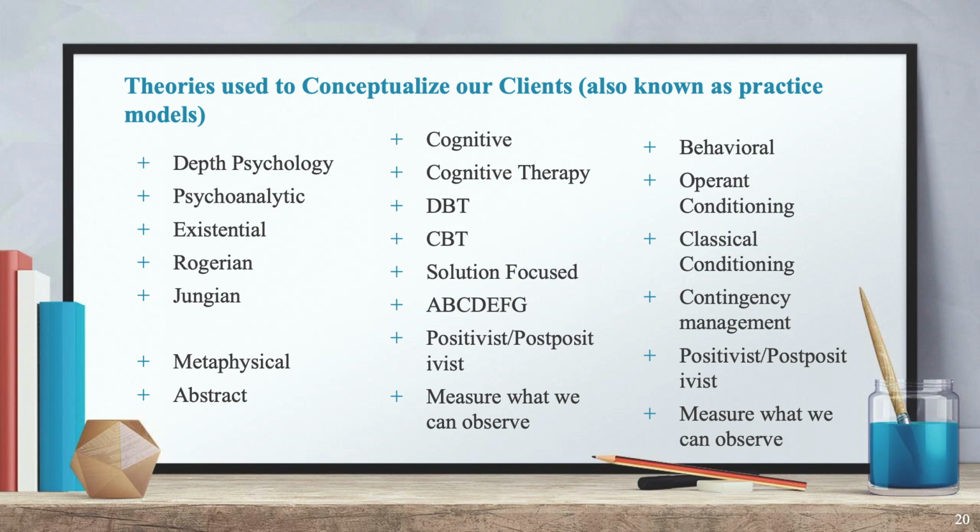In the cognitive area, it's cognitive therapy, DBT, CBT, solution focus. What's A, B, C, D, E, F, G? What is that? Alphabets. I'm glad you laughed because I put that in there to illustrate a point. And the point is, there are so many new cognitive therapies that have all these special acronyms attached to them that make them sound really cool and important. It's all the same stuff.